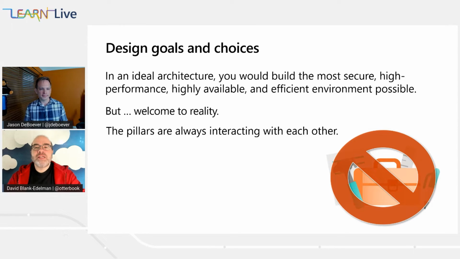But it is the case that reality is reality. And as I was talking about before, these pillars are always interacting with each other. So you have to understand that you're making these choices and these trade-offs constantly, even if you're not aware of it. And we're hoping to give you some sense of how that happens. But again, this is going to be surface level, as Jason was clear to point out.